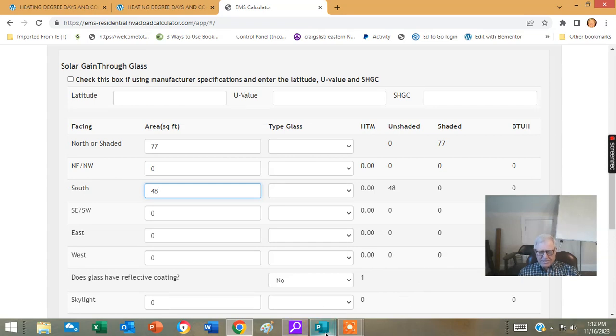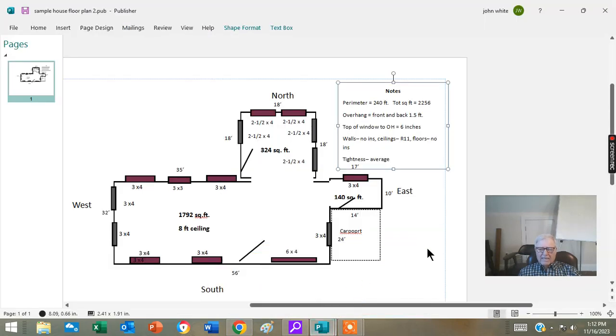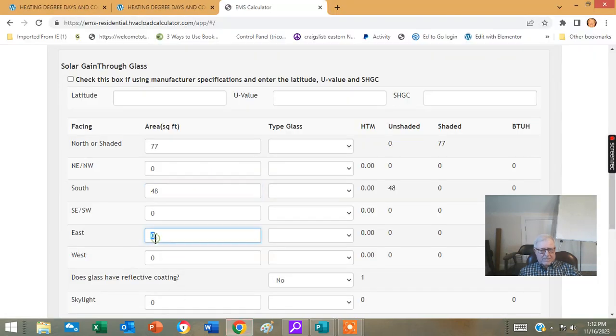Go back to my picture. East, I got 10 square feet plus 10 square feet is 20 square feet. And then down here I got 12 square feet. But remember, we already put that 12 square feet facing north. So we're only going to put in this window and this window, which is 20 square feet facing east. Back to my calculation. East, 20 square feet. And finally, west.